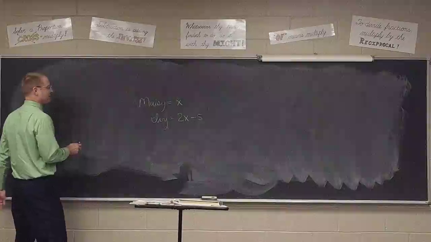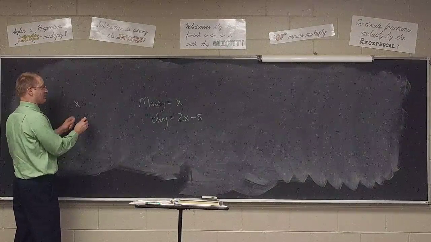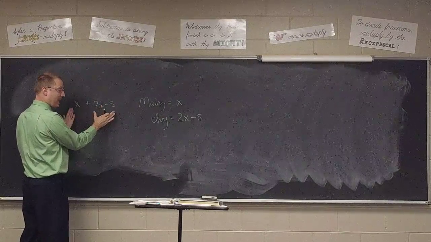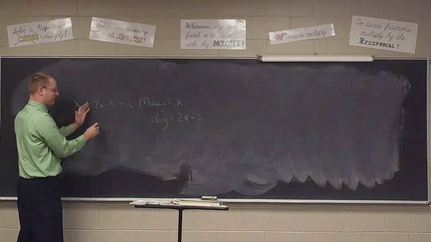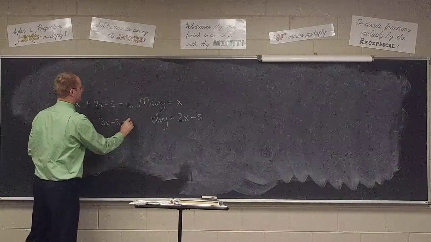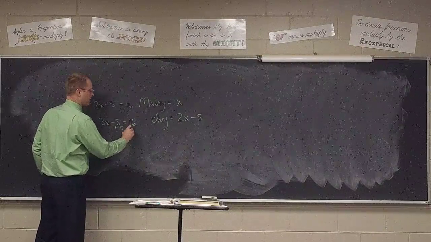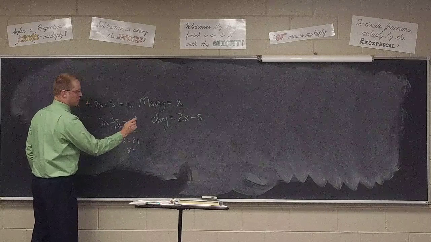3x minus 5 equals 16. Good. It's because we would say that Maisie and Ivy together ate 16, so we would add them, but she's right. This time when we add x plus 2x, we do get 3x minus 5 equals 16. Of course, to solve, we need to add 5 to both sides to get 3x equals 21, and then we can see that x equals 7.